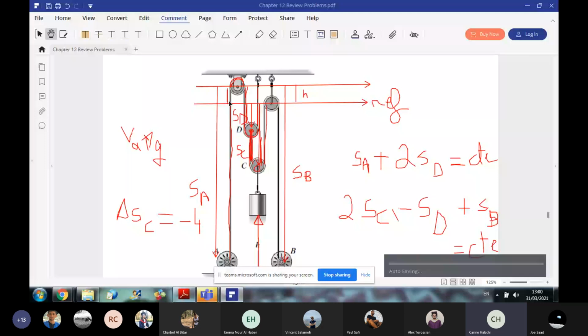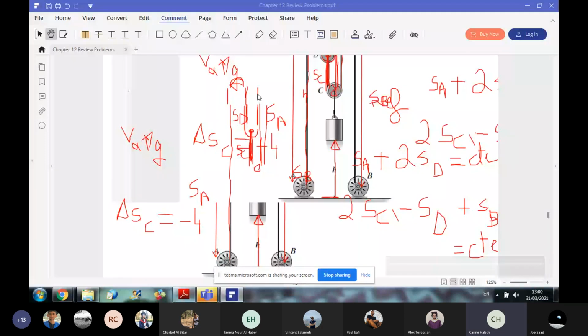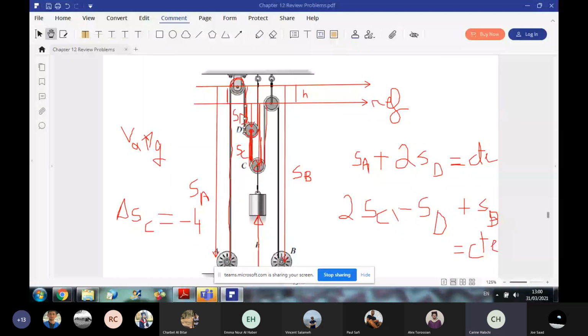So first I have SA plus this part here, which is SD. Then I have a constant. So in total, for my first cord, which extends from motor A to the ceiling level, the total length is SA plus 2SD equals a constant. Okay? Then I will repeat this for the second cord.